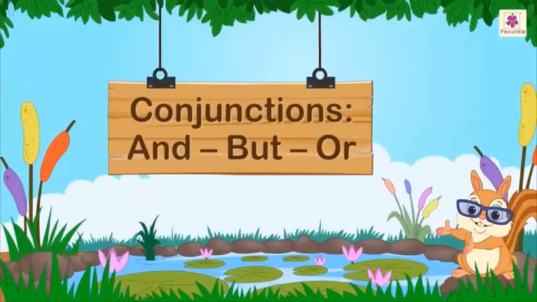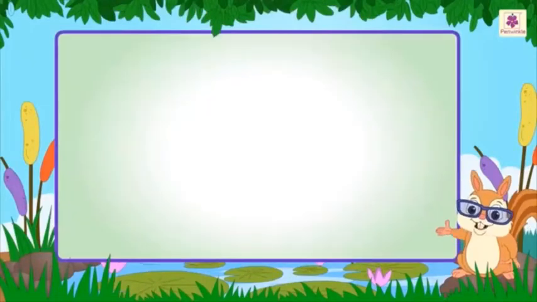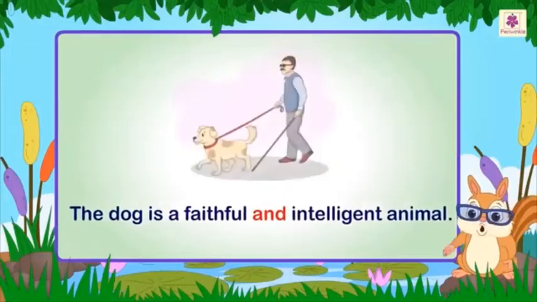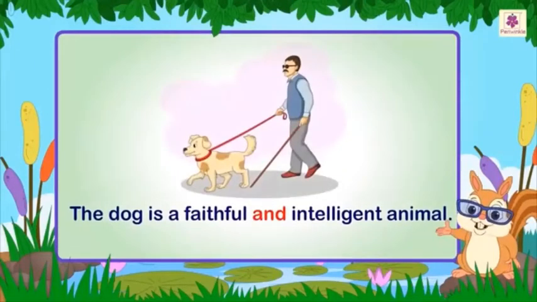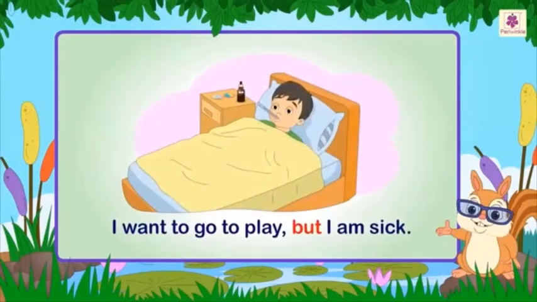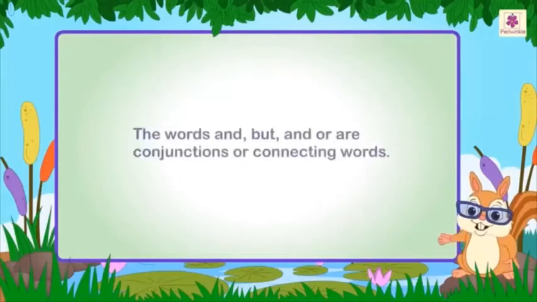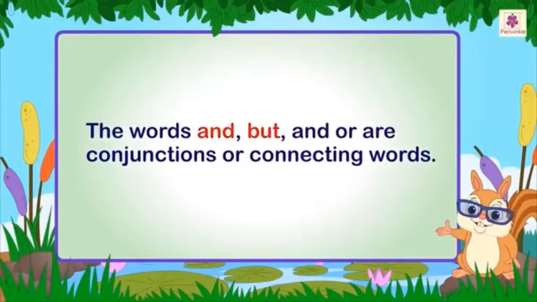Conjunctions and, but, or. Look at these sentences. The dog is a faithful and intelligent animal. I want to go to play, but I am sick. Is it Thursday or Friday today? The words and, but, and or are conjunctions or connecting words.